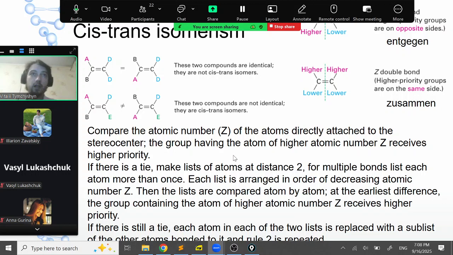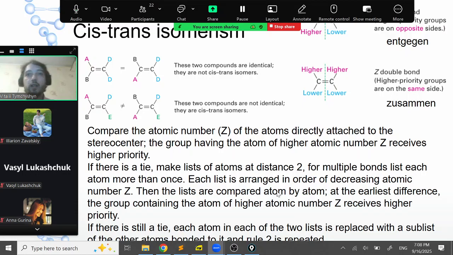If there is a tie, so they have the same atoms attached, then we make a list of atoms at distance 2. For multiple bonds, list each atom more than once. Each list is arranged in order of decreasing atomic number Z. Lists are compared atom by atom, and the earliest difference tells you which group has higher priority.